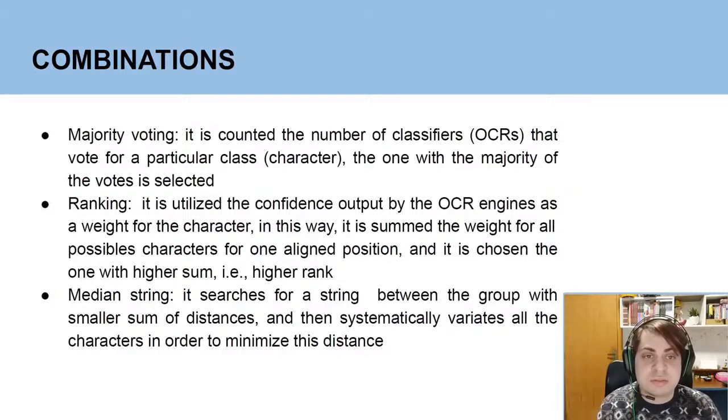Finally, the median string was newly proposed in this work in order to combine OCR engines. It basically works by searching for a string within the group with the smallest sum of distances, and then it systematically varies all the characters in order to minimize the distance even further. In this work, the distance measure adopted was the Levenshtein distance, and this combination was also explored using or not using confidence as weights.